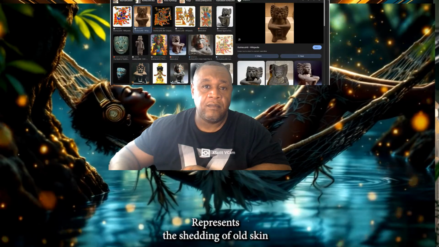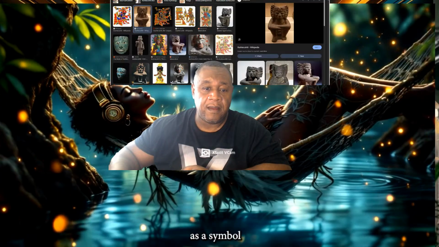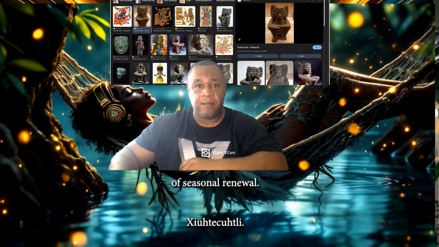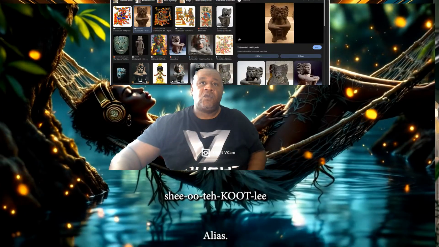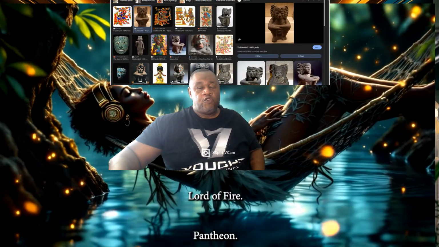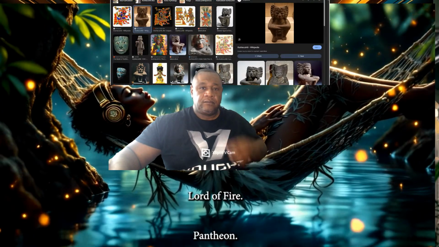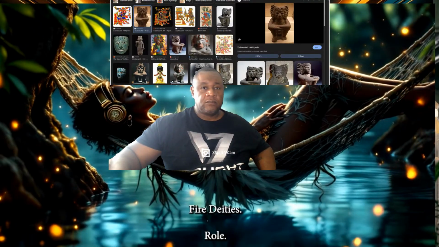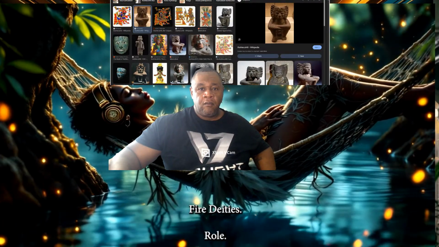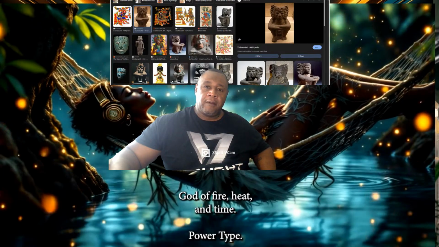Notes. Represents the shedding of old skin as a symbol of seasonal renewal. Xi'otecutli. Pronunciation. Xi'otecutli alias. Lord of Fire. Pantheon. Aztec mythology. Affiliation. Fire deities. Role. God of fire, heat, and time.